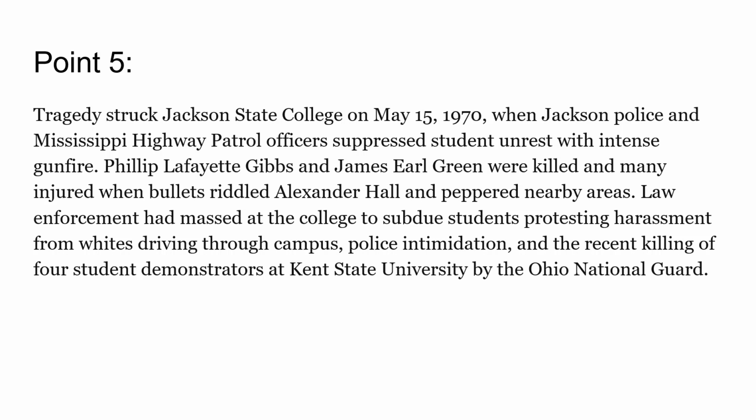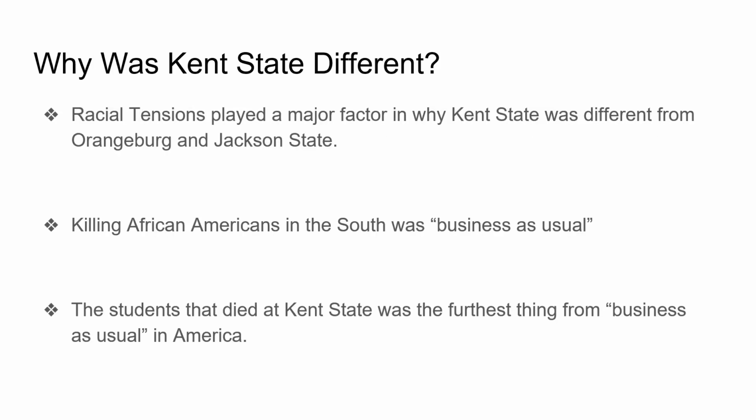Jackson State also, like Orangeburg, highlights the racial tensions that were plaguing the area at the time, protesting the harassment from whites who drove through campus to harass students on a predominantly black college. Police intimidation also was another point of contention. So now, the question stands, why was Kent State different than these two? Why does Kent State seem to be everywhere while Orangeburg and Jackson State seem to fade into obscurity almost?